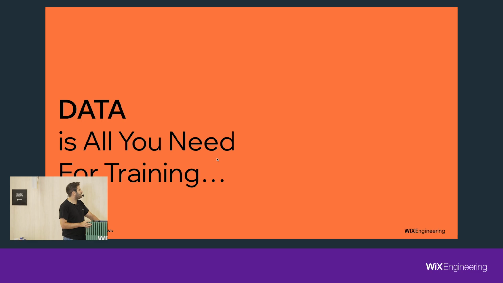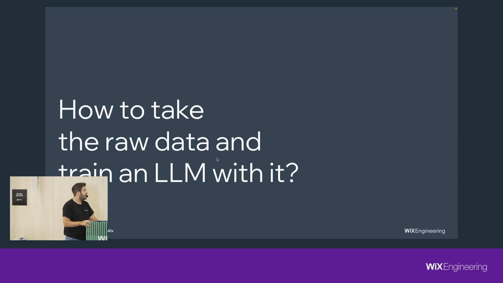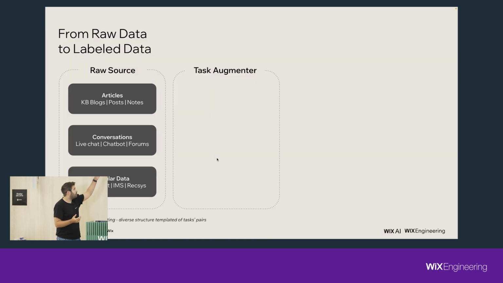Data is all you need. Let's see how we actually use this for training. Let's go now to the training part. Understanding how we're using it, how we're creating from this raw data a training data set. And remember that we have 3 types of data sources: articles, conversational, and tabular.